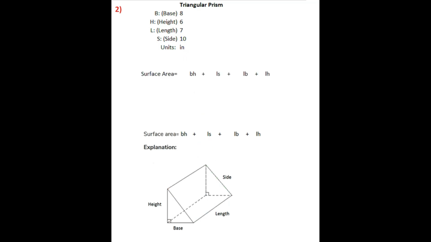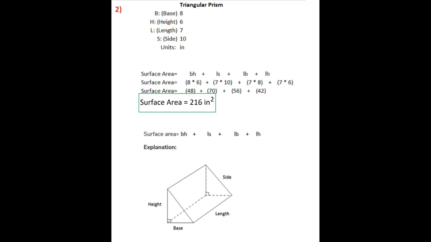All right, moving on into our surface area formula. Base times height plus length times side plus length times base plus length times height. And our surface area here, 8 times 6 plus 7 times 10 plus 7 times 8 plus 7 times 6. And 48 plus 70 plus 56 plus 42. Our surface area here is 216 inches squared. Once you add up 48, 70, 56, and 42, you get 216 inches squared.